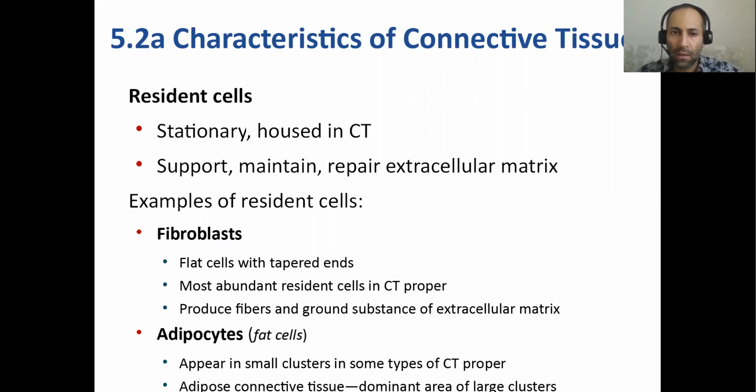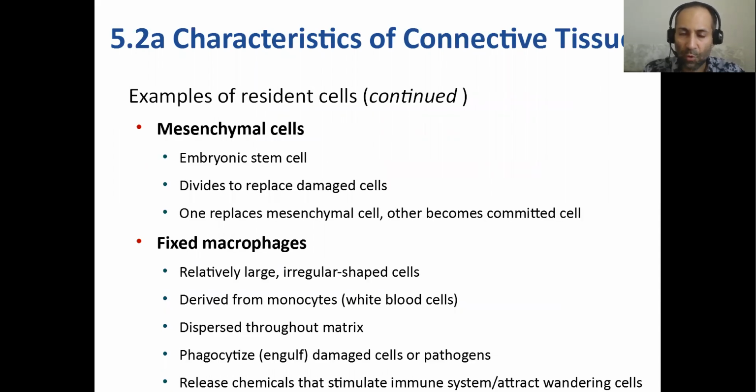Some examples of these resident cells: fibroblasts, and the name tells you that they form fibrous tissue, like scar tissue. These are the most abundant resident cells in your connective tissue. Then adipocytes, and adipose is for fat. So these are fat cells, adipose connective tissue. Mesenchymal cells.